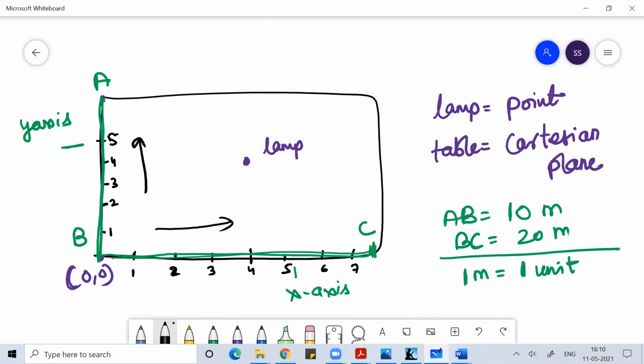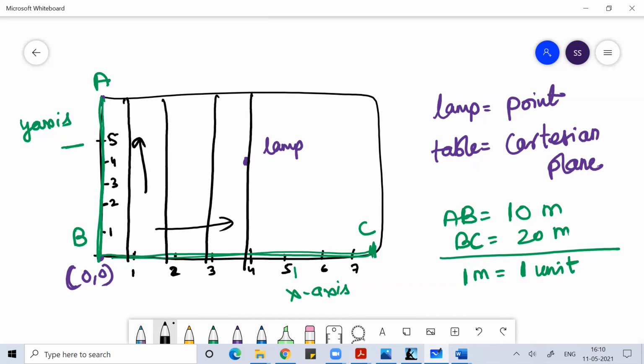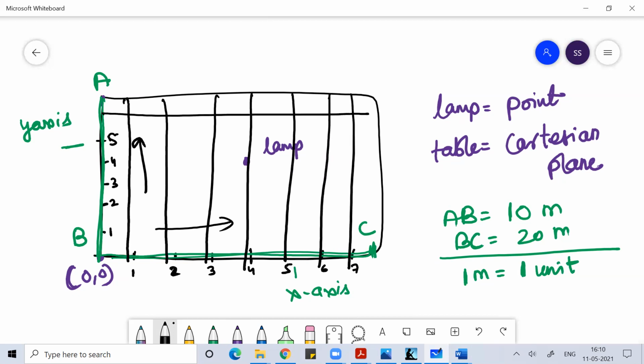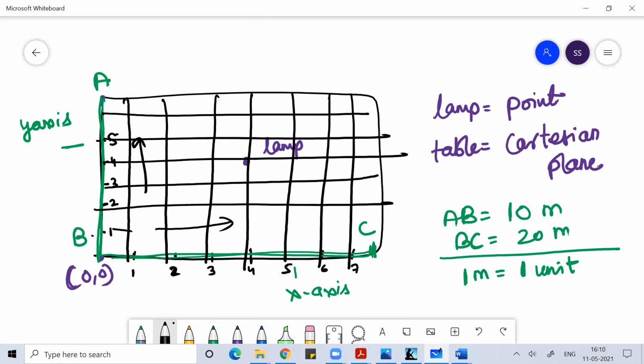And then what I can do, with the scale I can draw a line like this, and another line like this. Once I draw the lines, automatically I can find this point, and I can find the coordinates of that point. Yes, sir. That way it will work.